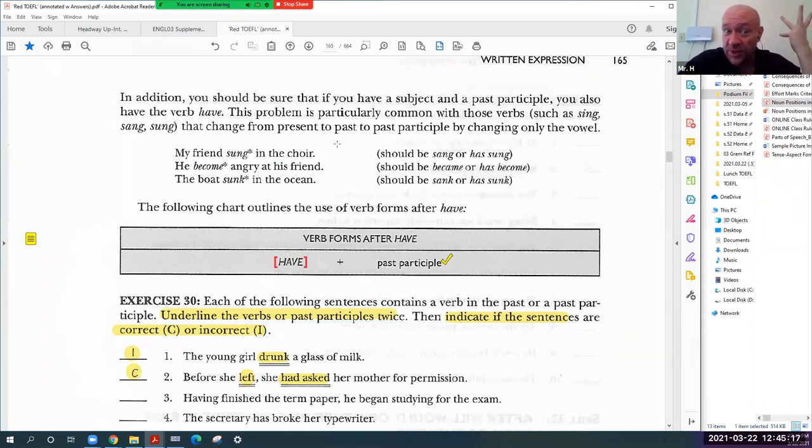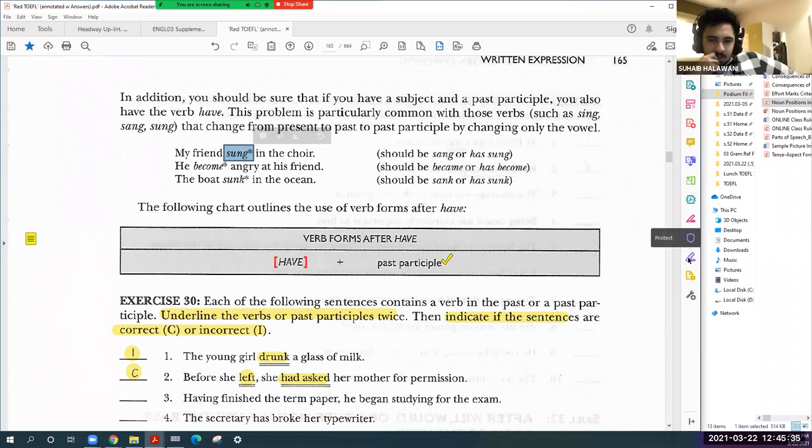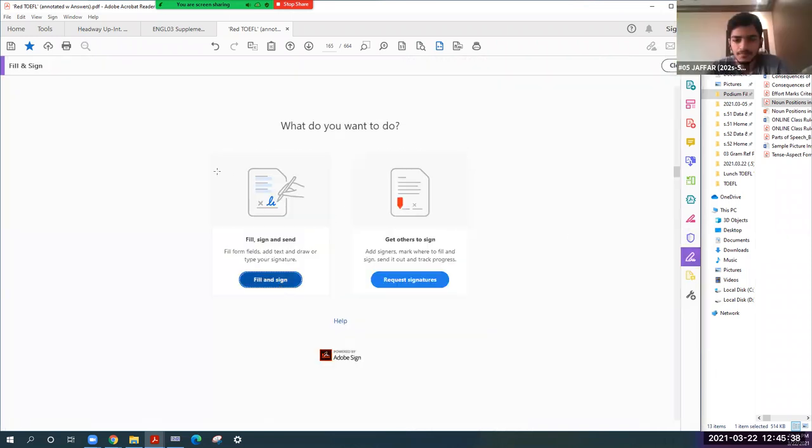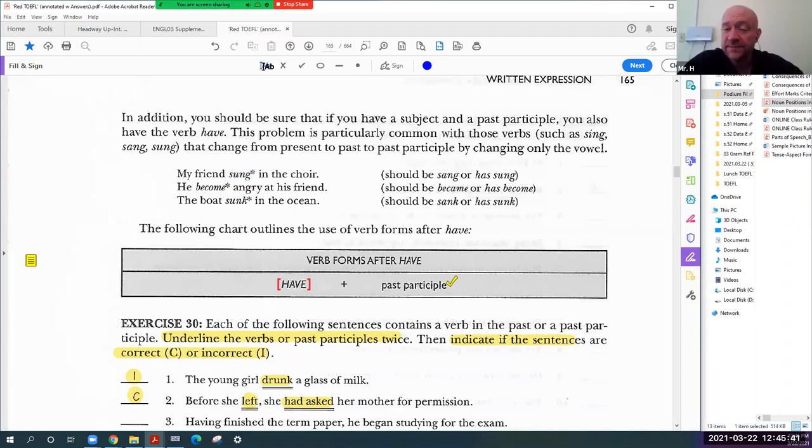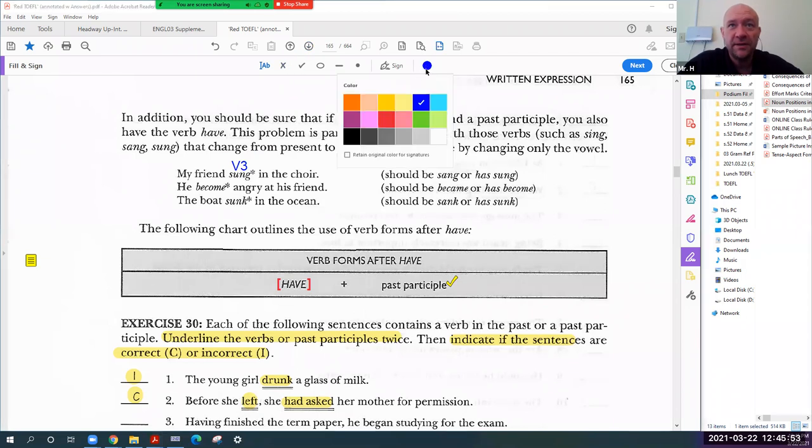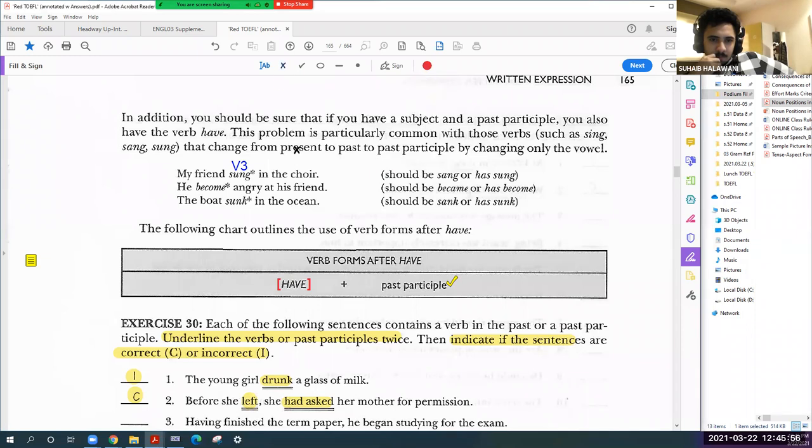What are the forms? Yesterday we did this. What are the forms for this verb, sing? Verb one? Sing. Verb two? Sang. And verb three? Sung. Is this verb two or three or verb one? Which one is it? Verb three. Can I just put verb three in this case? No. If I put verb three, then this example is incorrect. Do you understand? I cannot just put verb three.